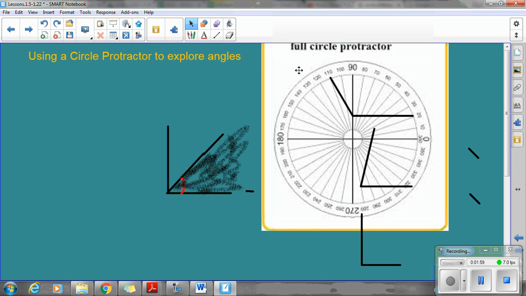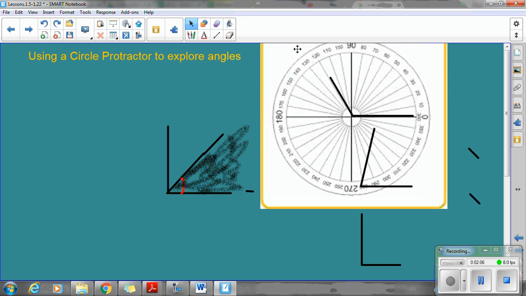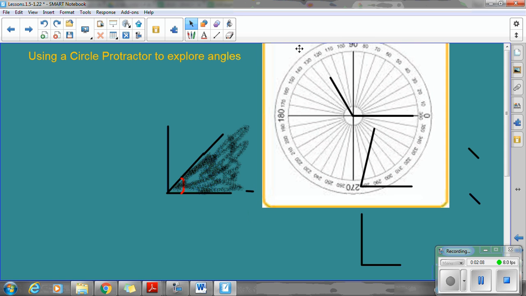What you do is you put the vertex, the place where the two lines meet, right on the intersection of the lines, right where the lines cross. And you want to start at 0, and your eyes want to follow all the way around until you get to the second line. And right now that second line's at 120. So the degrees of this angle is 120.